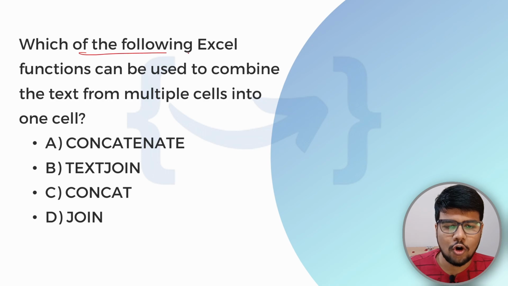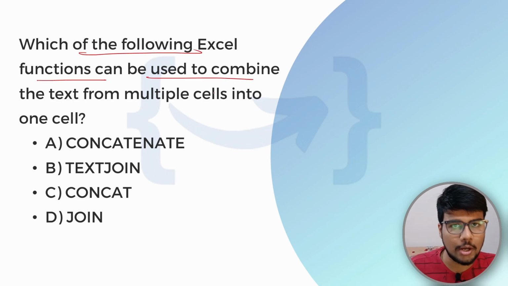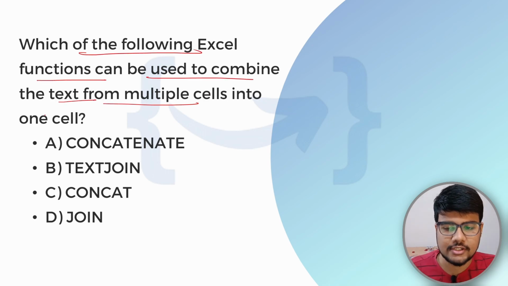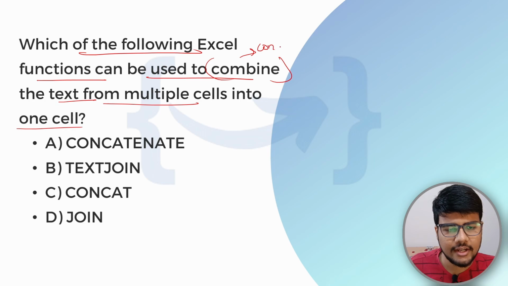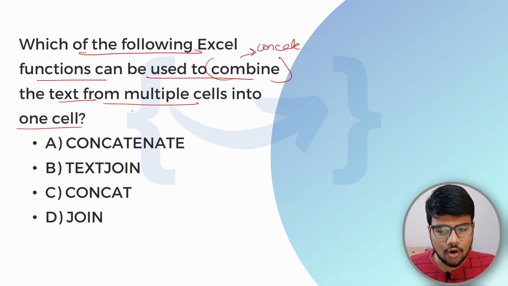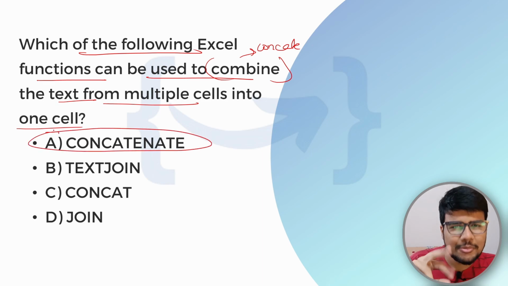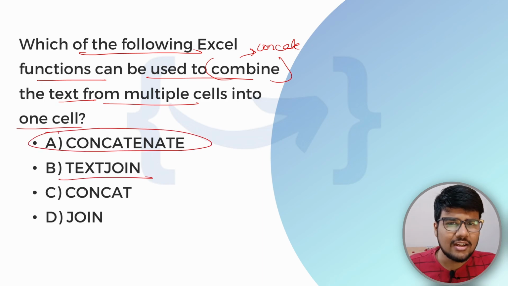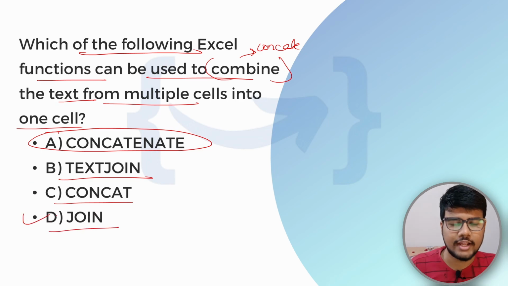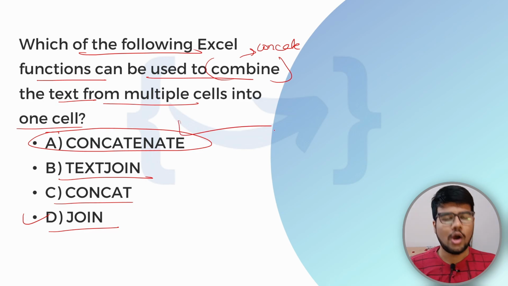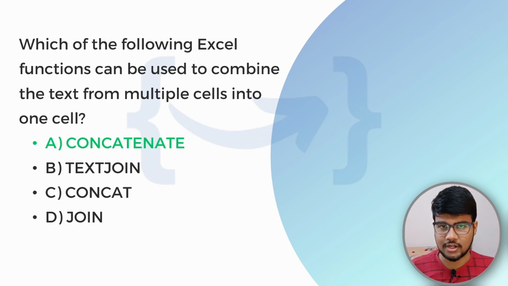Great. Which one of the following Excel functions can be used to combine the text from multiple cells into one cell? Okay, so you need to combine, and this combine can be replaced by CONCATENATE. So the text from multiple cells into one cell. CONCATENATE is somewhat similar to the question. TEXTJOIN cannot be, CONCAT not, and JOIN not. These basically, I guess, JOIN is an SQL function, CONCAT too. So CONCATENATE will do our work in Excel and bingo, you have marked this question right.